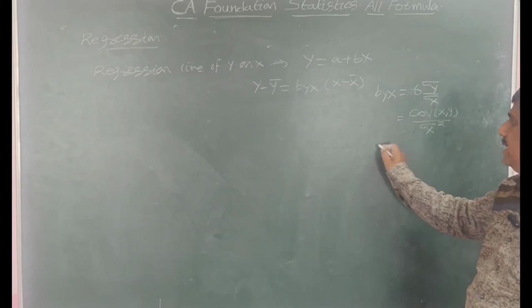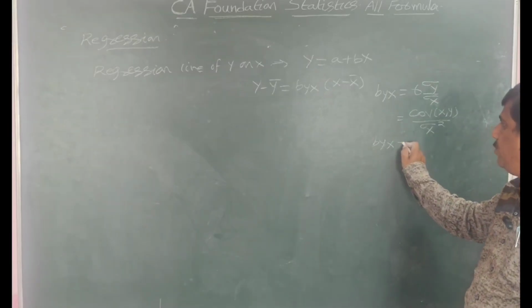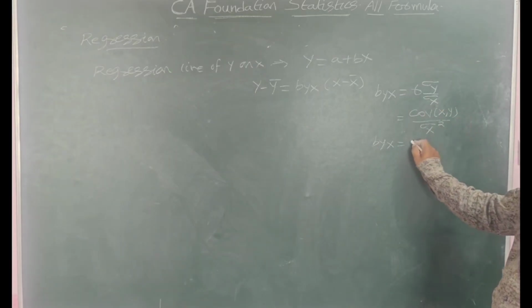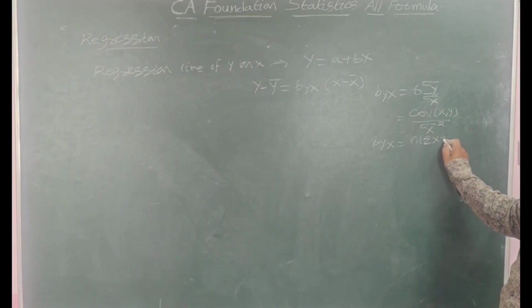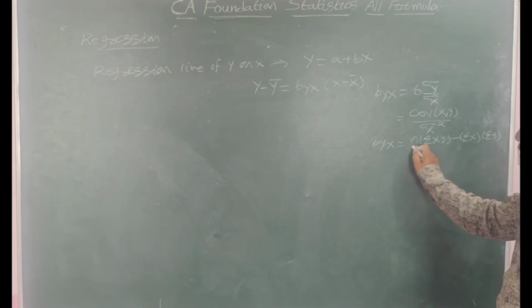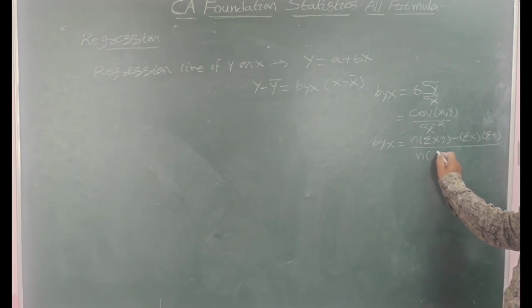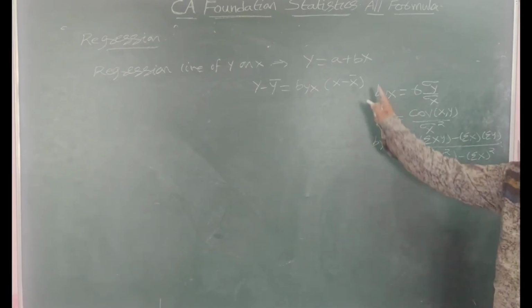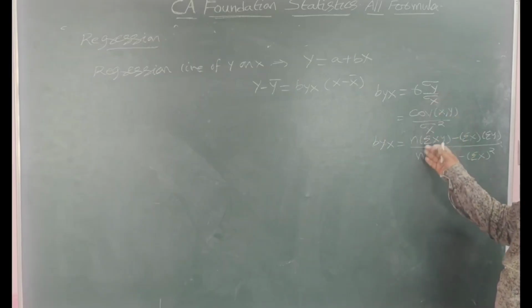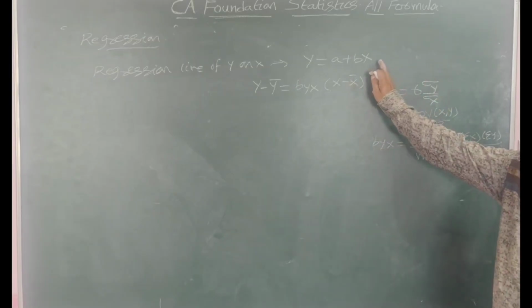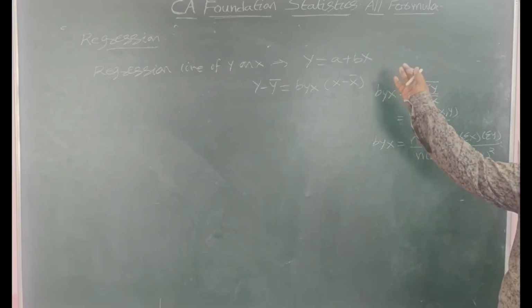If none is given and only values are given, you go to the no deviations method, where the formula for covariance of xy is n into summation xy minus summation x into summation y, divided by the variance of x, which means n into summation x square minus summation x whole square. This is byx. X bar and y bar are the means. After calculating byx, substitute it in the equation, and you will get the form y equal to a plus bx, the regression equation of y on x.